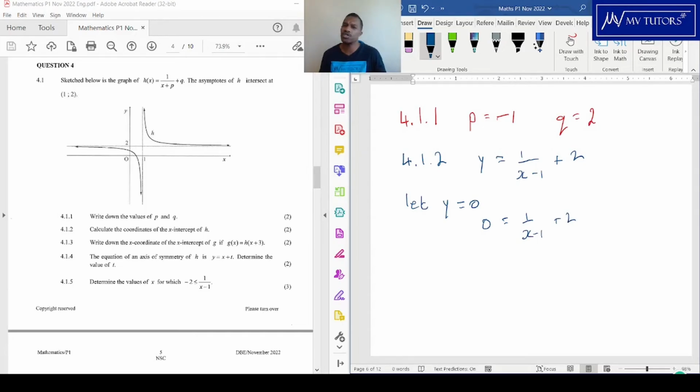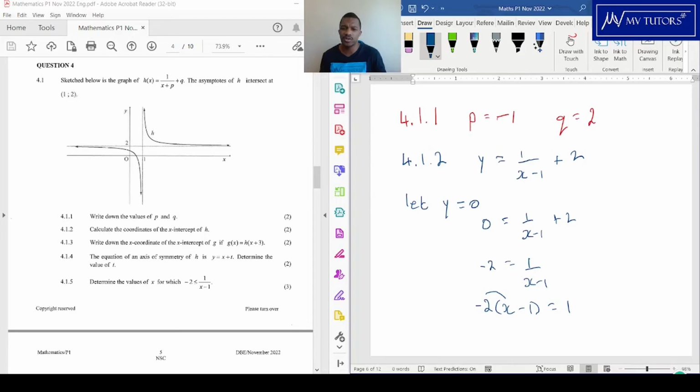From here, it's just a matter of doing some gymnastics. So I'm going to take this 2 to the other side. It becomes minus 2 is equal to 1 over x minus 1. And then I'm going to take the x minus 1, cross multiply, bring it this side. It becomes minus 2 times x minus 1 is equal to 1. And I'll multiply it in.